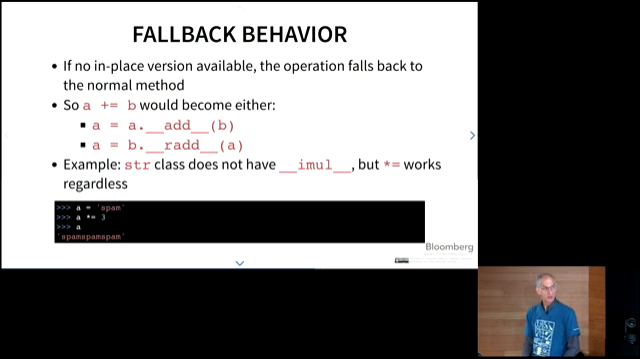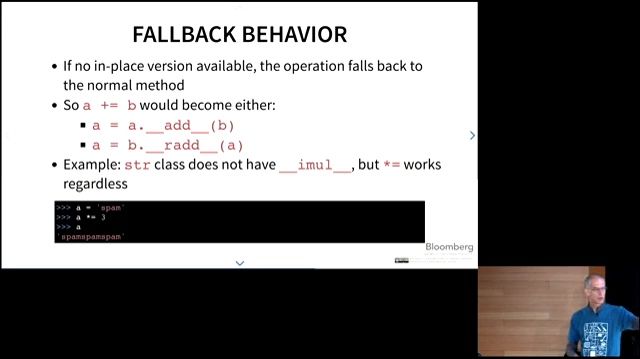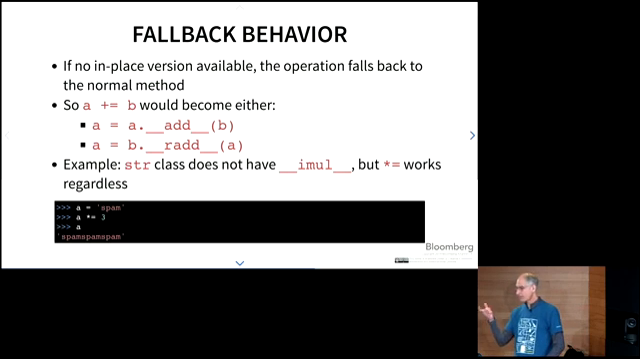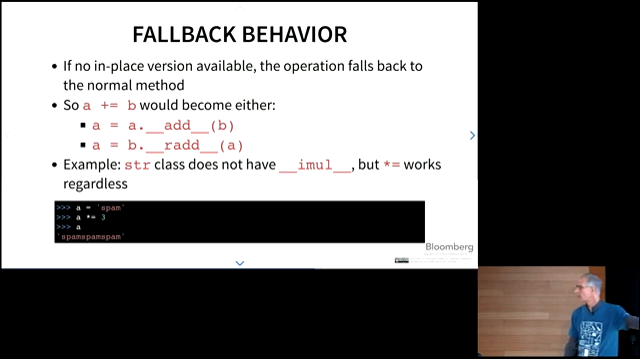There's also fallback behavior. If there's no in-place version available, the operator falls back to the normal method. So if your class does not support plus equals, essentially it would break down into one of these two, where it would do the assignment and do the add or radd, depending on what the types are here. An example of that is the str class does not implement an imul method, but it does support the star equals because of this fallback behavior here.